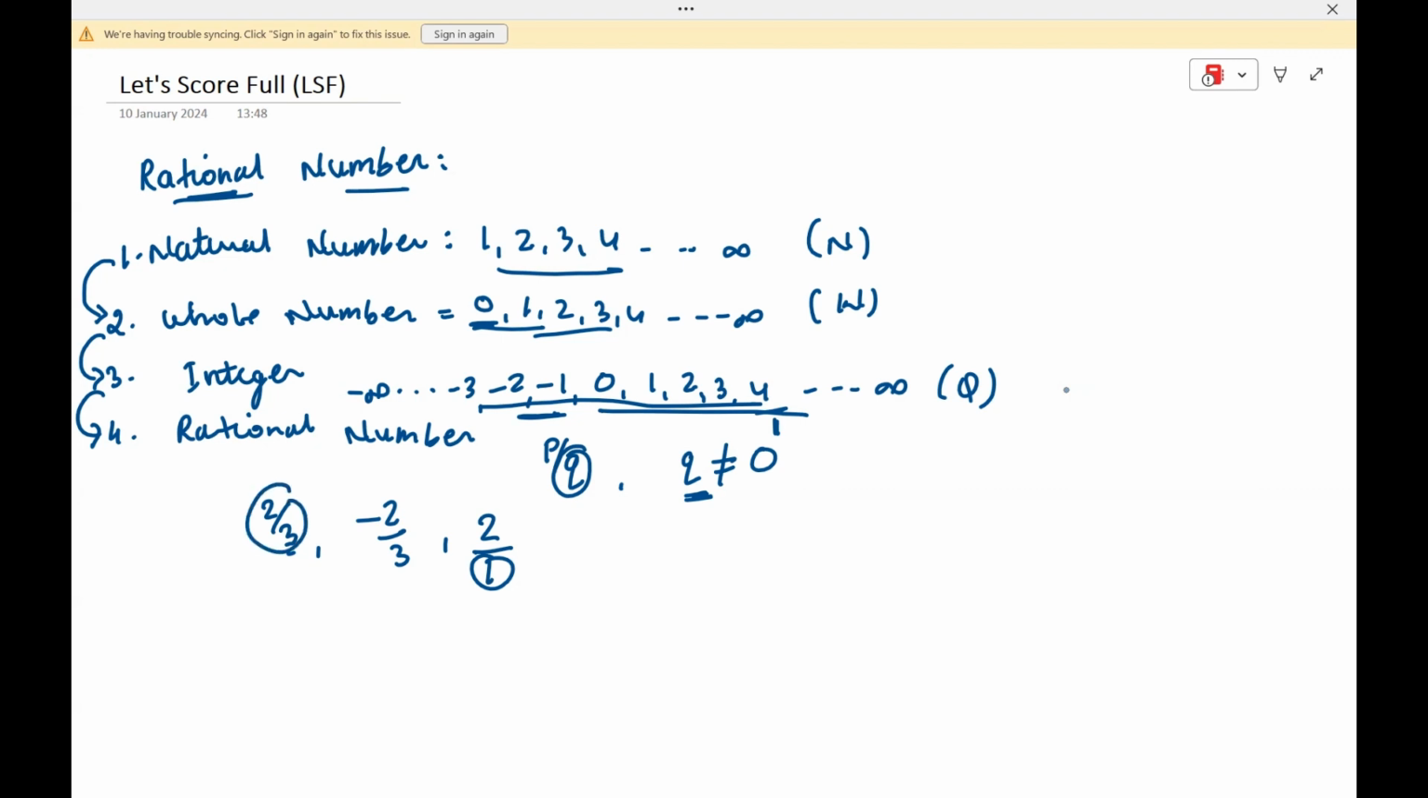Like 2 by 3, it has denominator 3, which cannot be written only as 2 or only 3, right? So the reverse is not possible. The downward arrow is correct, but the upward is not true. So that is a rational number. Here a little correction: integers are represented by capital Z and the rational numbers are represented by capital Q. And here P and Q belong to the set, meaning P and Q are integers. And sorry for this. Let's move to the next topic.